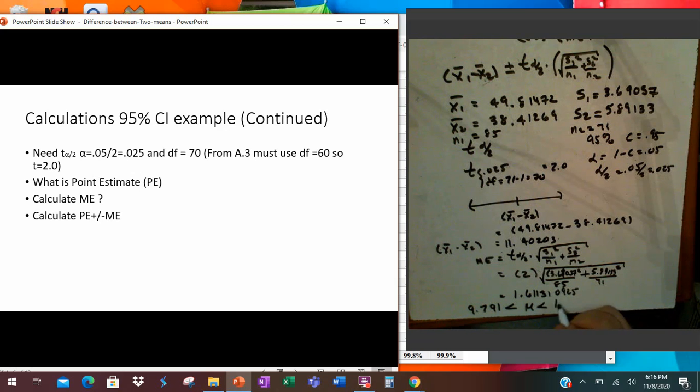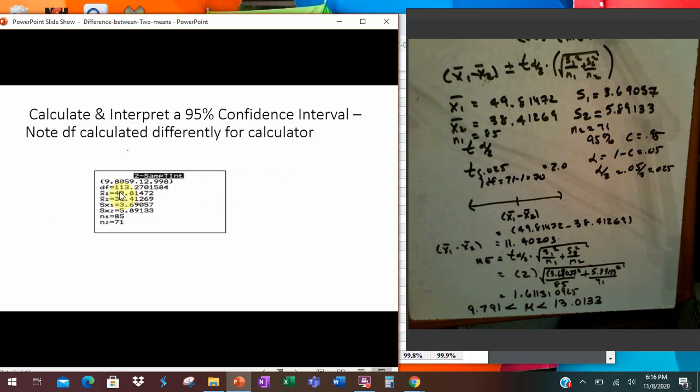Okay, from what I do up here, this is going to be the plus. And then I get 13.0133. And now if I go back up to my slides, they got 9.8059 less than mu, less than 12.998.